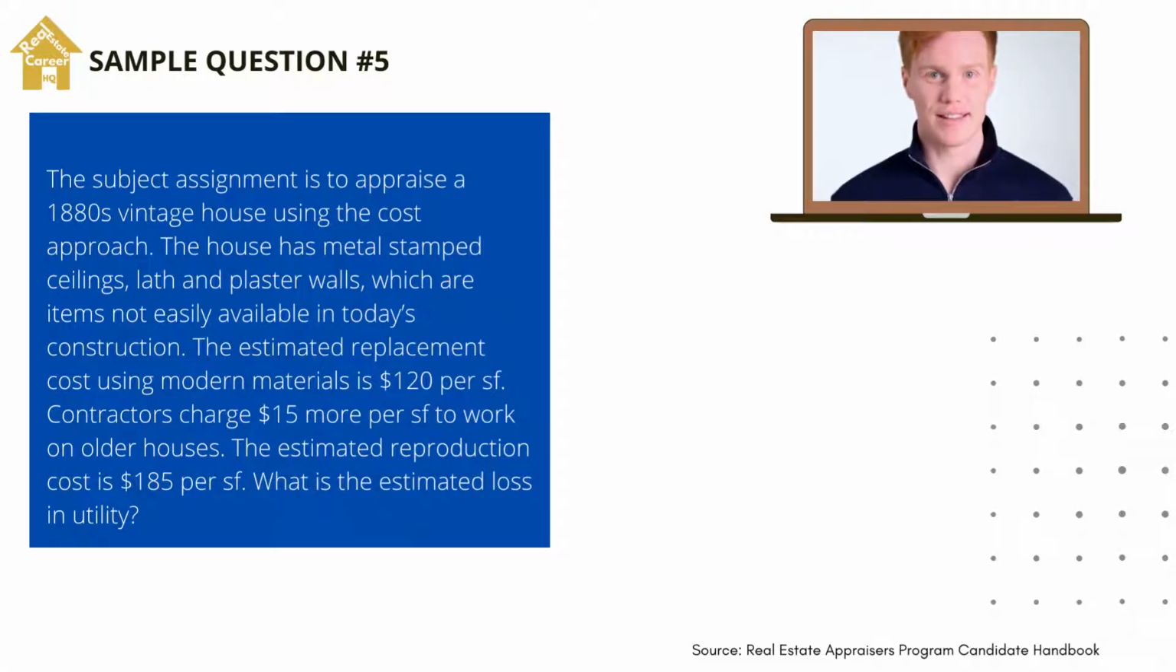The subject assignment is to appraise a 1880s vintage house using the cost approach. The house has metal stamped ceilings, lath and plaster walls, which are items not easily available in today's construction. The estimated replacement cost using modern materials is $120 per square feet. Contractors charge $15 more per square feet to work on older houses. The estimated reproduction cost is $185 per square feet. What is the estimated loss in utility?